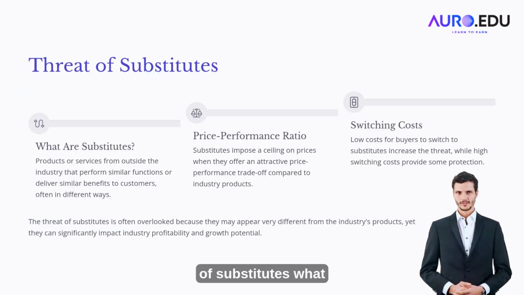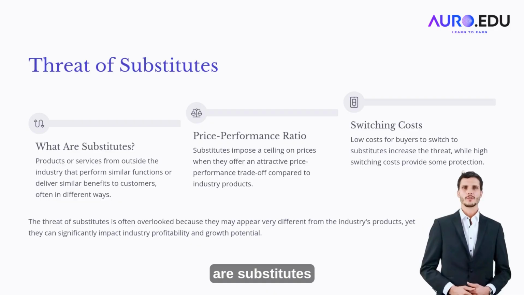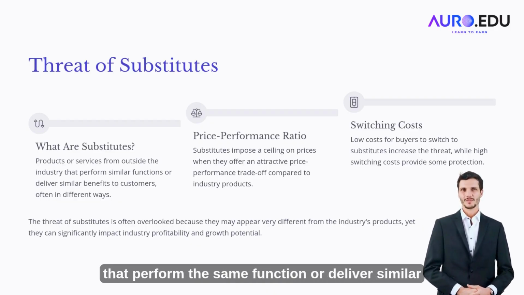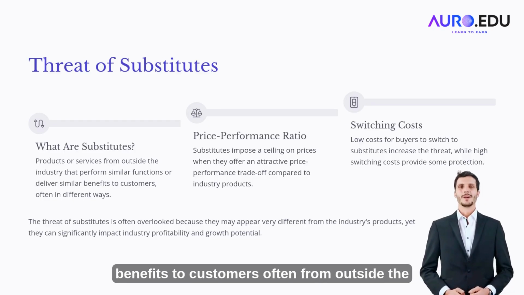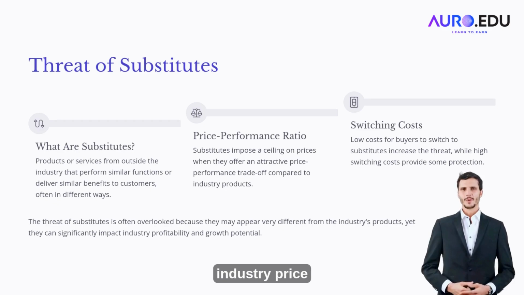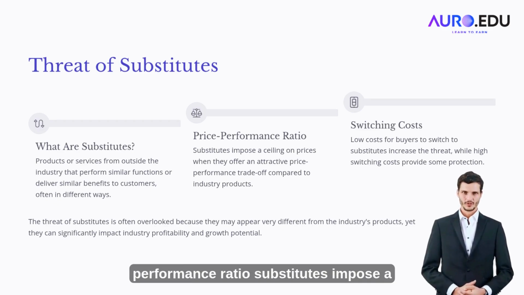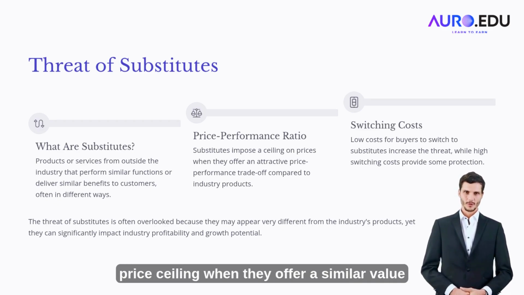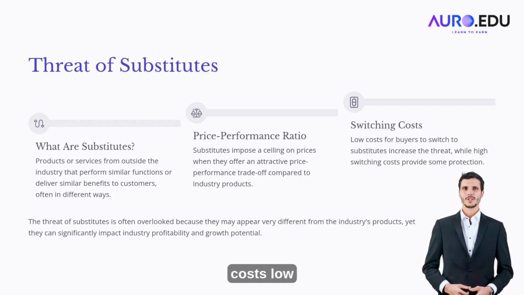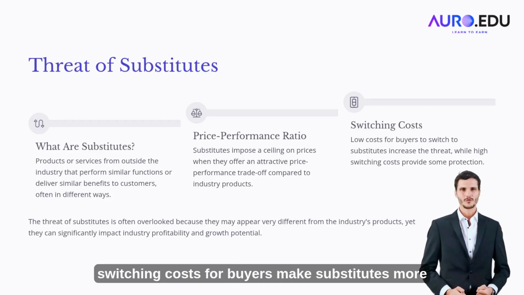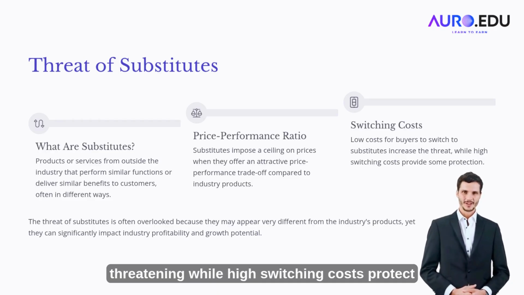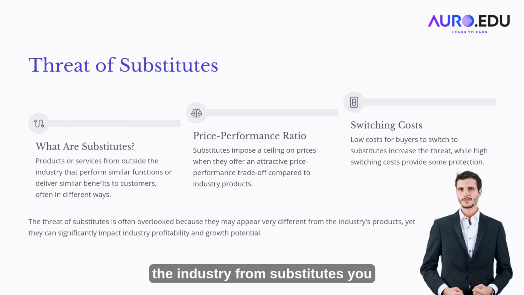Threat of substitutes. What are substitutes? Substitutes are products or services that perform the same function or deliver similar benefits to customers, often from outside the industry. Price-performance ratio. Substitutes impose a price ceiling when they offer a similar value at a lower price. Switching costs. Low switching costs for buyers make substitutes more threatening, while high switching costs protect the industry from substitutes.